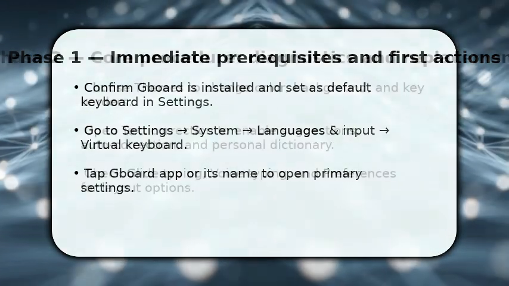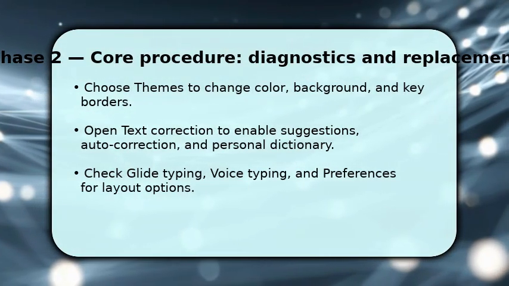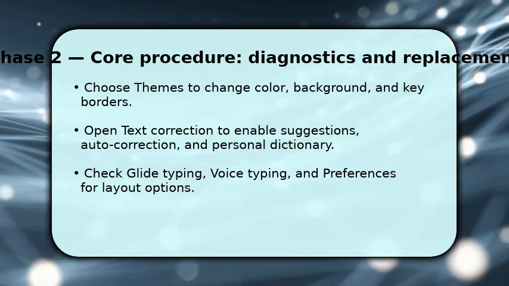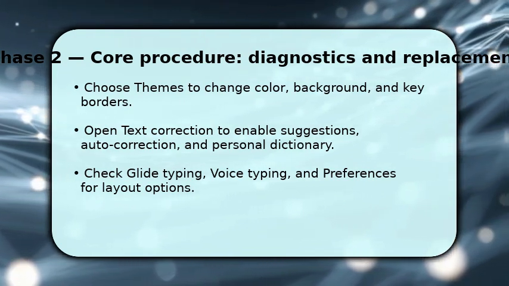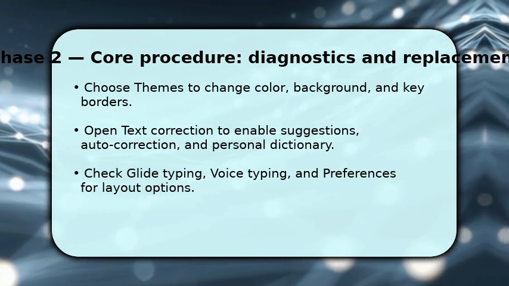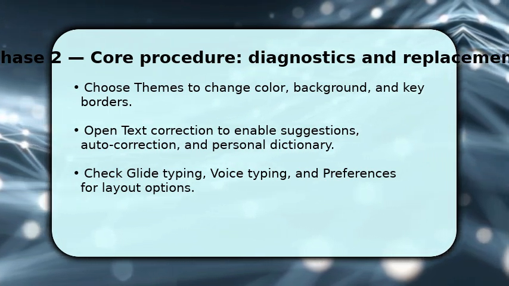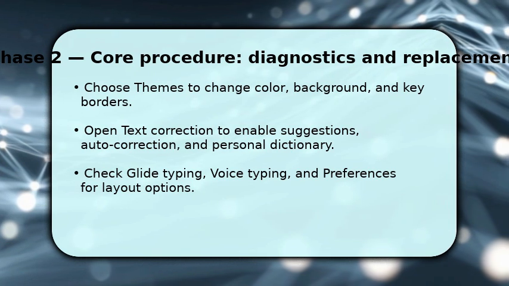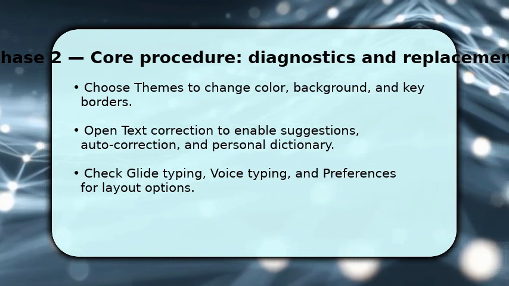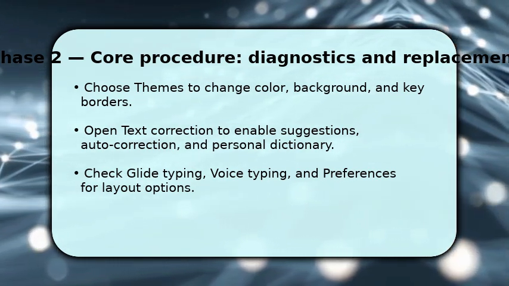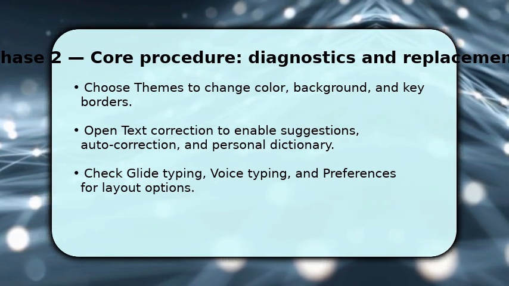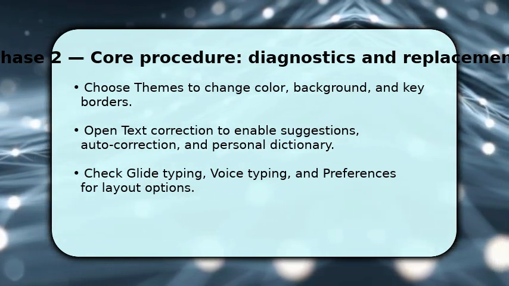Once inside Gboard, adjust themes to pick a visible layout, because contrast and key size reduce typing errors. Next, go to text correction to toggle suggestions, autocorrection, and your personal dictionary so predictions match your language. Then, check glide typing and voice typing to enable faster input methods. In preferences, you can change key height, number row, and emoji switch key.